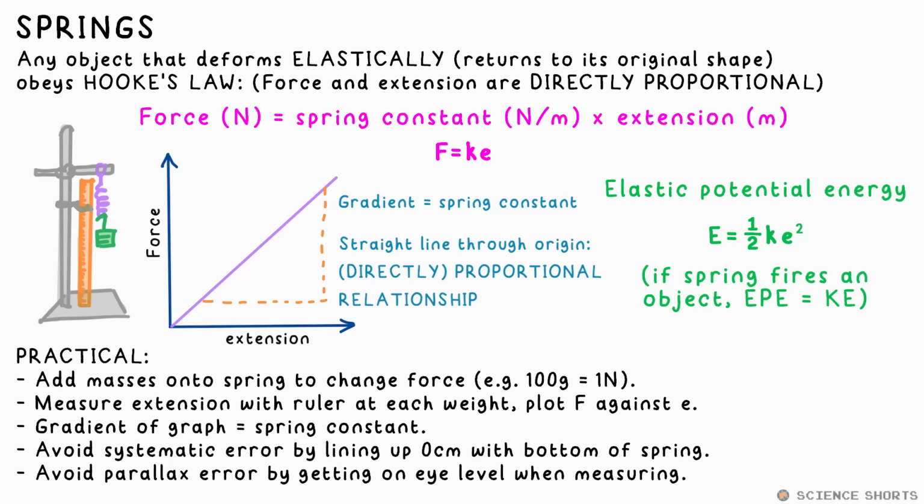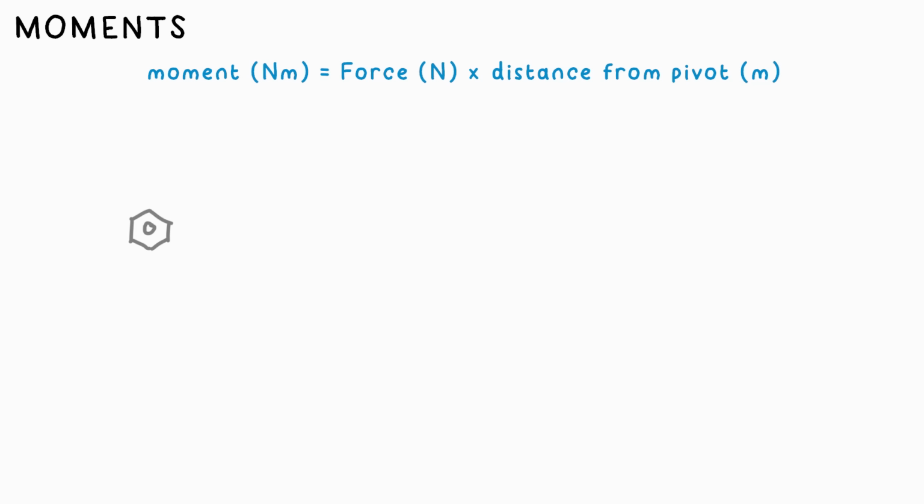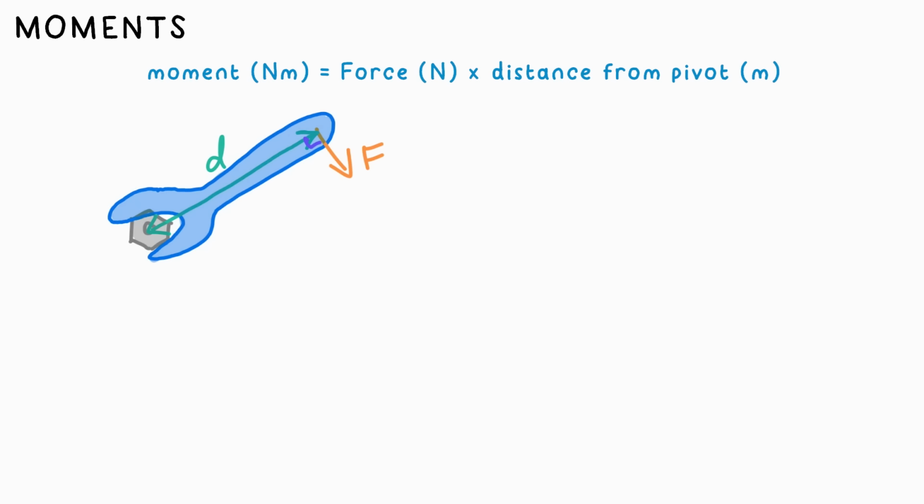A moment is a turning force, like when you turn a nut with a spanner. This is equal to force times distance to the pivot, so the unit just ends up being newton meters. Now this equation might look similar to the work done equation, but this force and distance here are perpendicular to each other, rather than parallel.